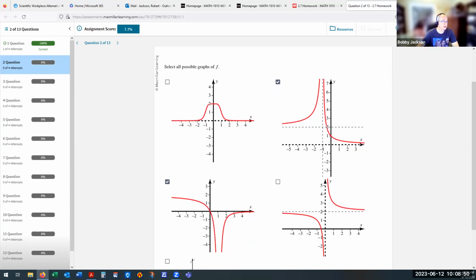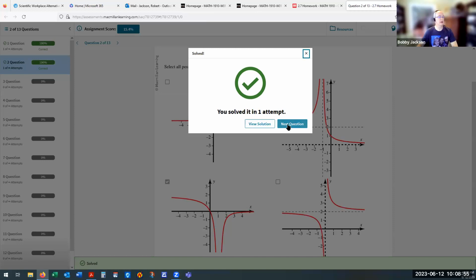So let's see if I've correctly chosen on this. Yay. Okay, so I hope this is helpful for these 2 problems. If you have any questions about them, please let me know.